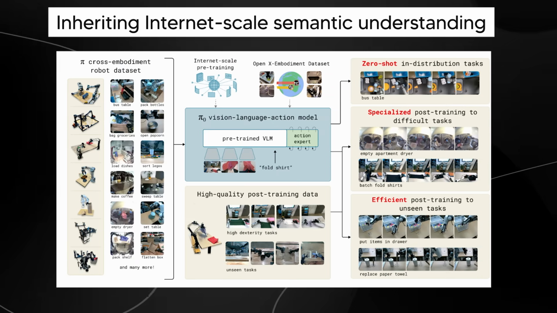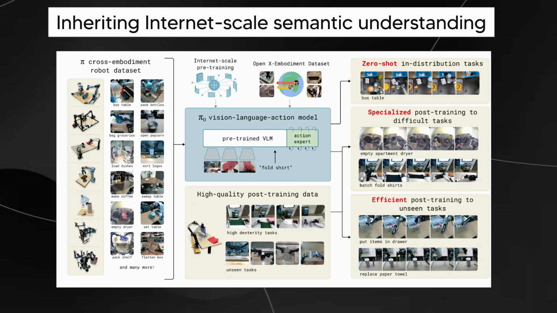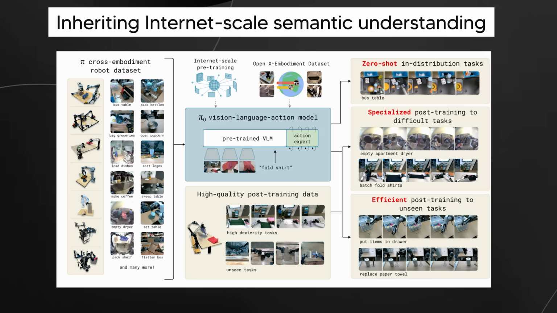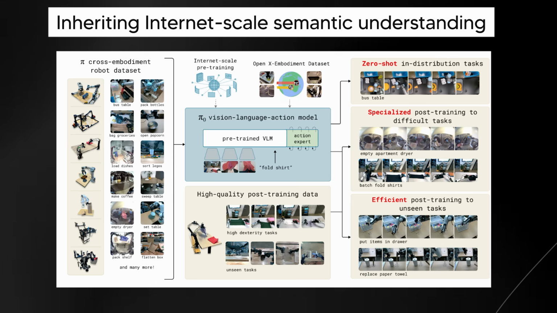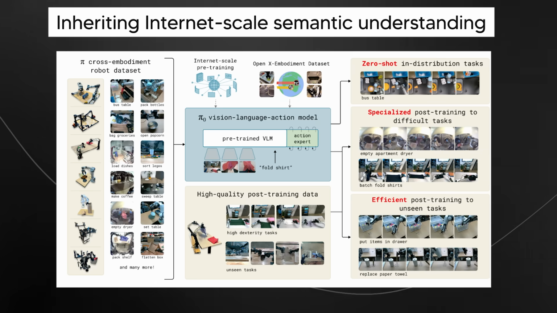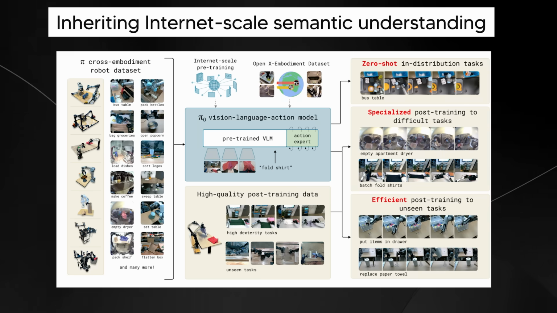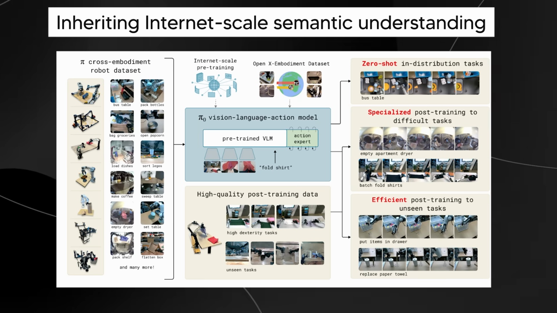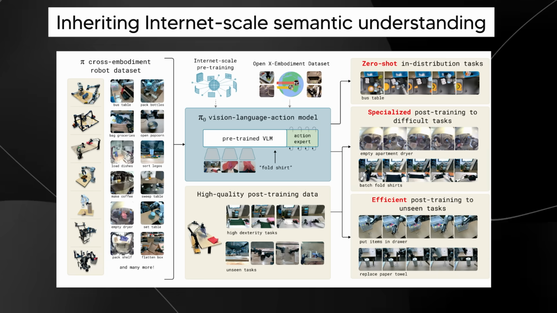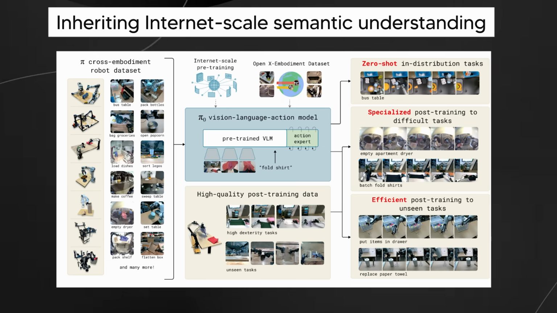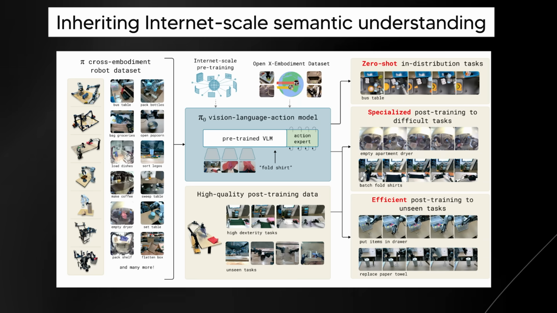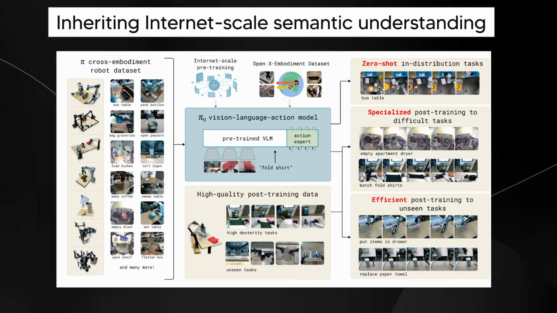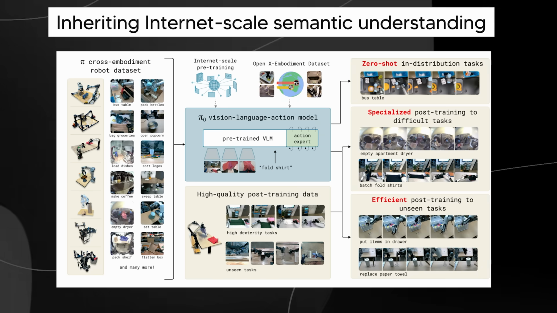Inheriting internet scale semantic understanding. It says that beyond training on many different robots, Pi-Zero inherits semantic knowledge and visual understanding from internet scale pre-training by starting from a pre-trained vision language model. And VLMs are trained to model text and images on the web. Widely used VLMs include GPT-4 Vision and Gemini. And we use a smaller 3 billion parameter VLM as a starting point and adapt it for real-time dexterous robot control.